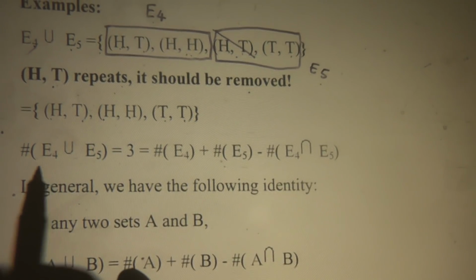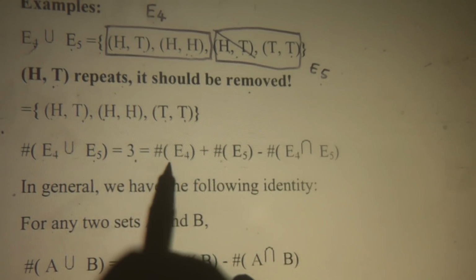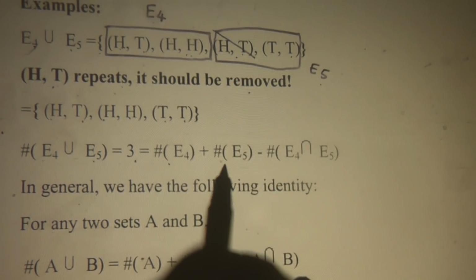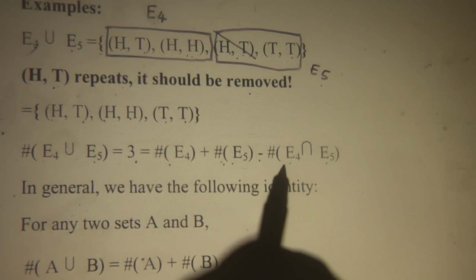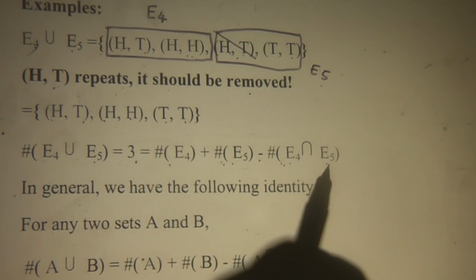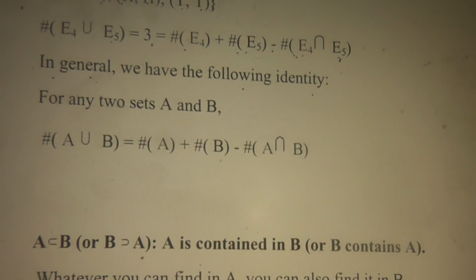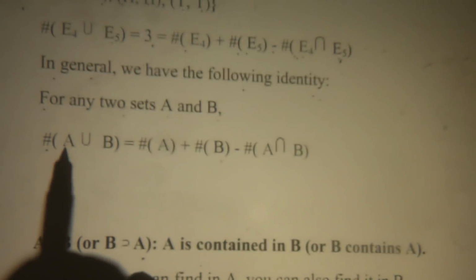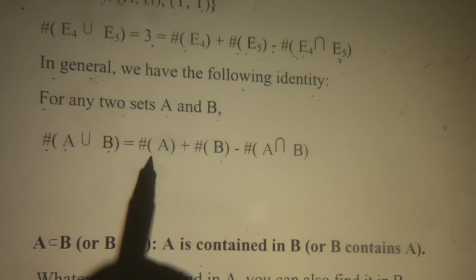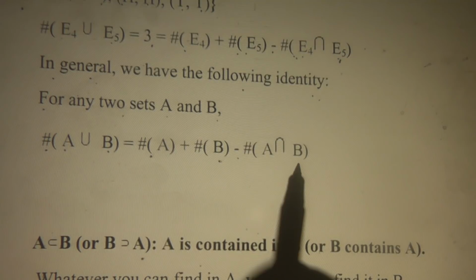And this gives us a very important hint about the cardinality of two events. Now, how many outcomes are in E4 or E5? It's 3. And how do we get 3? It is the number of outcomes in E4 plus the number of outcomes in E5, subtract the 1 that repeats. And the 1 that repeats turns out to be their common outcome. In general, we have the following identity. For any two events A and B, the number of outcomes in A or B is the number of outcomes in A plus the number of outcomes in B, subtract their common outcomes.